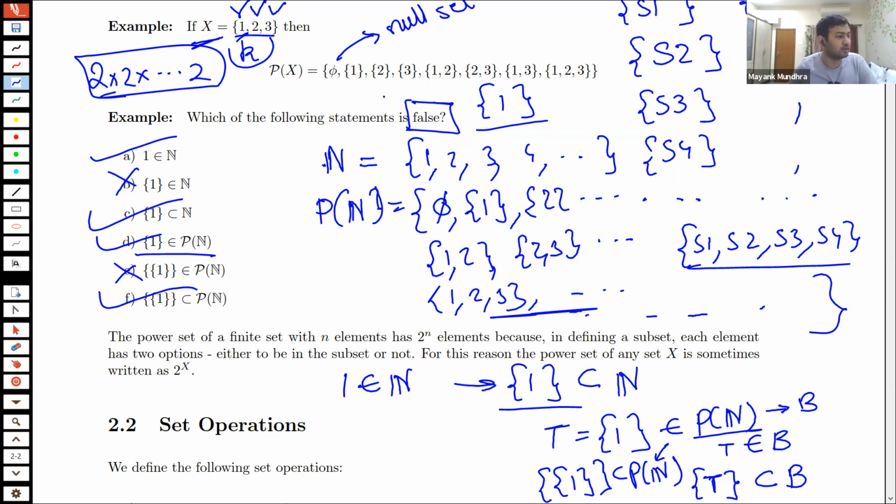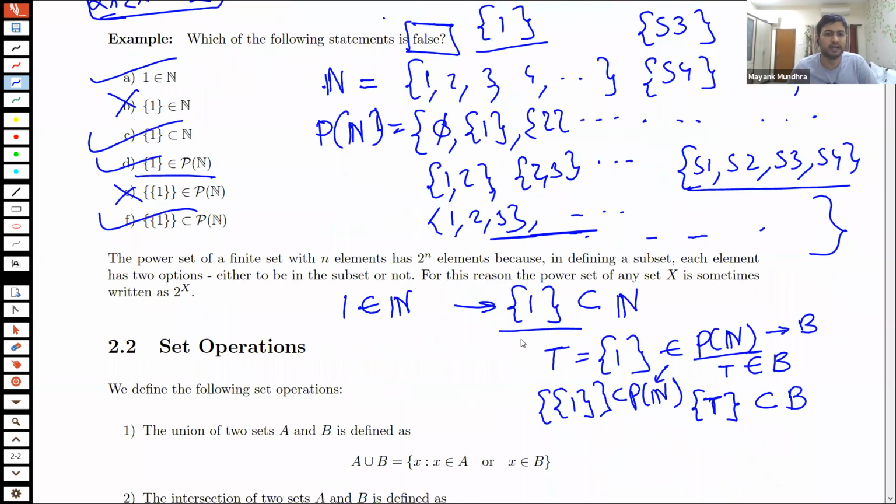So some of you gave the correct answer. I guess Ananya gave the correct answer, and Kanishka and Ananya gave the correct answers.